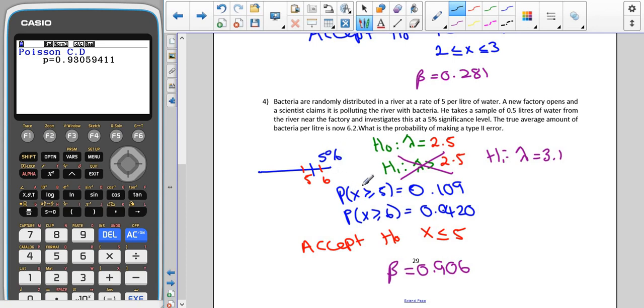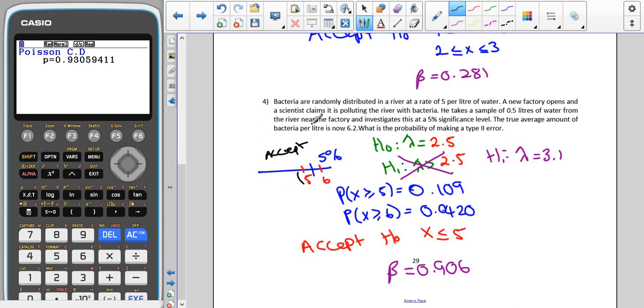At first I tested the probability of x being greater than or equal to 5. That gave me 0.109, which is bigger than 5%, so that's going to be in my accept region still. Then I tested greater than or equal to 6, which gave me 0.0420, which is less than 5%. So that means that 6 is my critical value, and that is the first value in my critical region, my reject H0 region. So we're accepting H0 if x is less than or equal to 5. I can see that here on my little number line.